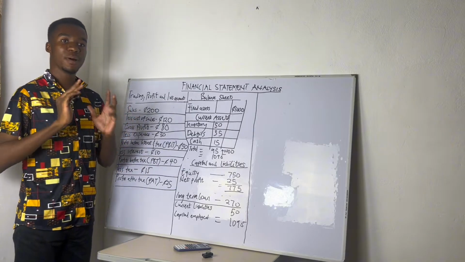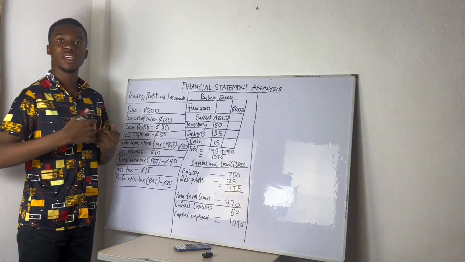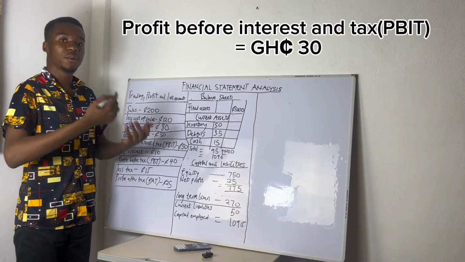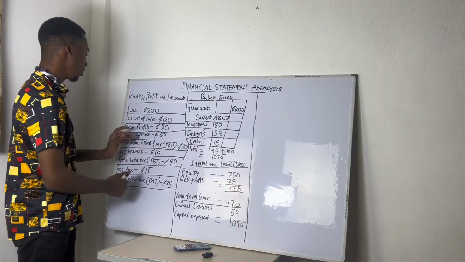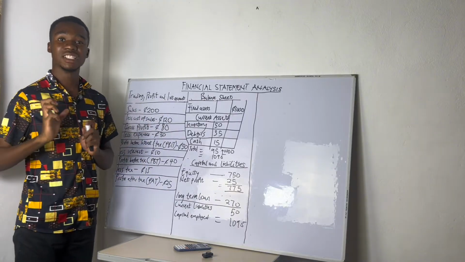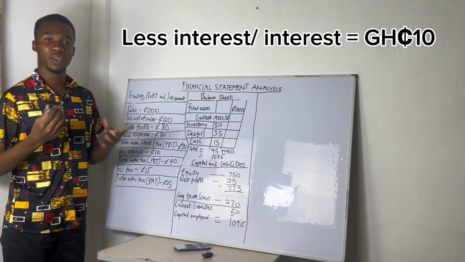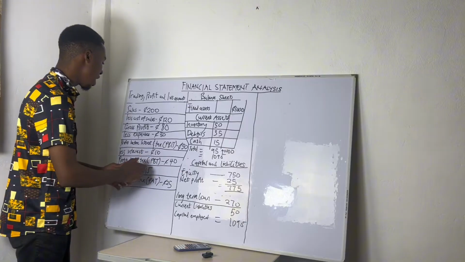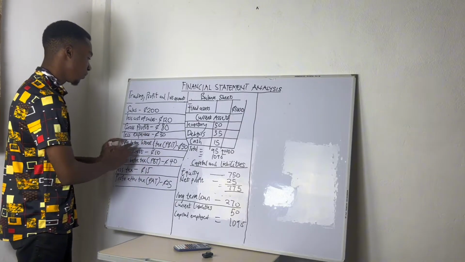But then remember you are a business, you are a company, and you have to pay tax to the government. You also have to pay interest if you've taken a loan. So it is the profit before you have paid the interest and the tax. After the profit before interest and tax, you are going to subtract the interest that you are supposed to pay to the bank. If you are owing someone and the person said you should pay back, you are going to subtract that less interest. And now you get the profit before tax. Now you've taken away the interest, you are getting the profit before tax.